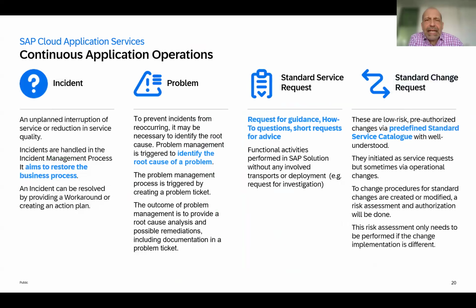We have 4 main activity areas where the SAP CAS is becoming active. First of all, classically, if there is an unplanned interruption of a service, that means something gets stuck, then we help you first to restore the business process, to get it up and running again. Afterwards, of course, you want to know what was the root cause for this situation. Then we can help you to identify the root cause and also work on a long-term resolution if necessary.